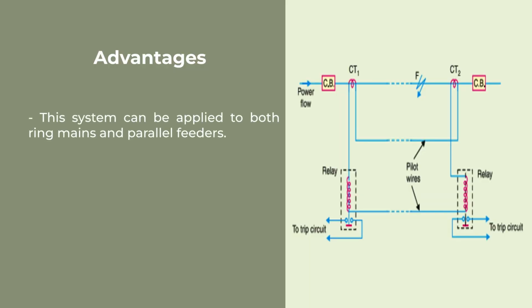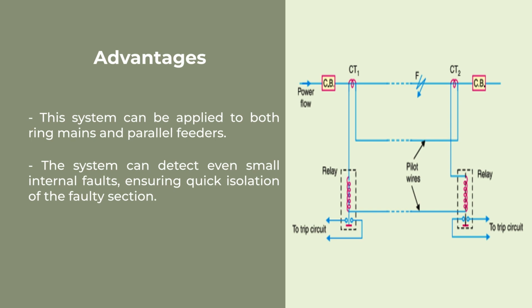With the help of Merz-Price differential protection scheme, we can easily remove the faulty section from the rest of the remaining element. This Merz-Price protection system is used generally for ring main as well as parallel feeders. The system can detect even small internal faults, ensuring quick isolation of the faulty section.